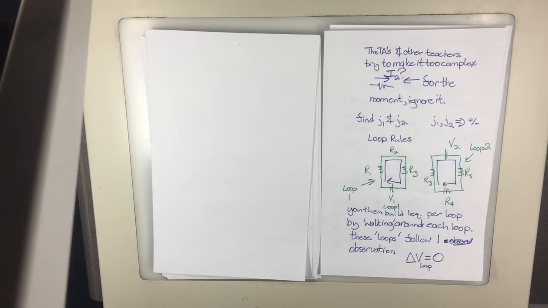0. So for each of these loops, if you start at one point and you walk around the whole loop, the change in potential is 0. And that's what we're going to do for each of these. The change in potential for loop 1 is 0. The change in potential for loop 2 is 0.